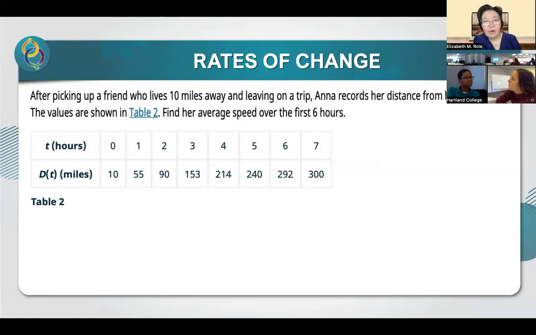So we want to know the average speed over the first 6 hours. And I think that speed is your distance over time, right? So speed is distance over time. Distance over time is actually a rate of change, which we talk about like a slope. It's a rate of change. So with that, please find the average speed over the first 6 hours. That's actually from 0 to 6. That's the first 6 hours.